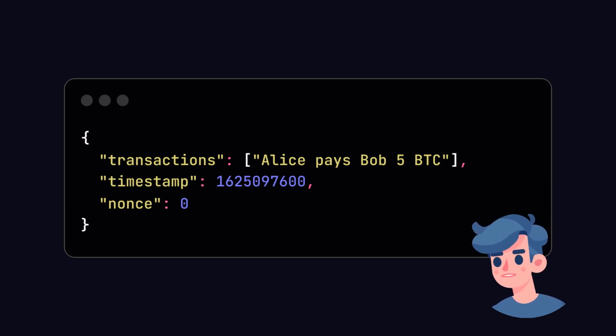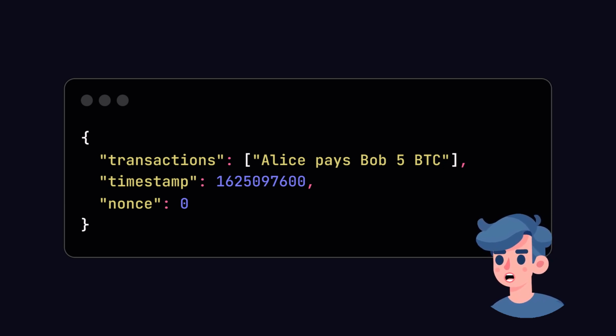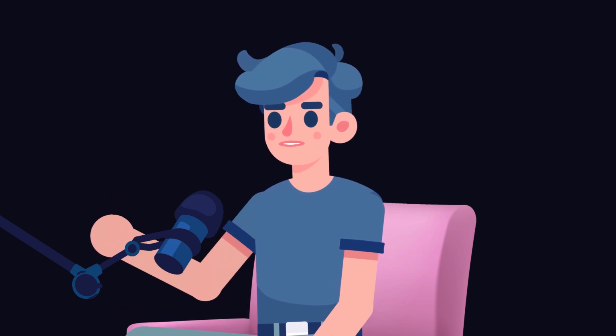Set the method to POST and the URL to http://localhost:8080/api/blockchain/block. In the body, use the following JSON. After sending the request, you should receive a response saying block added.